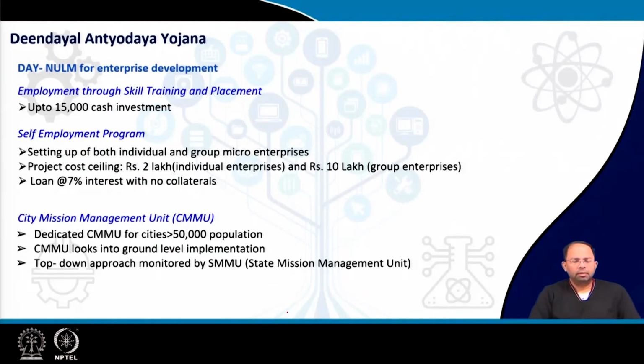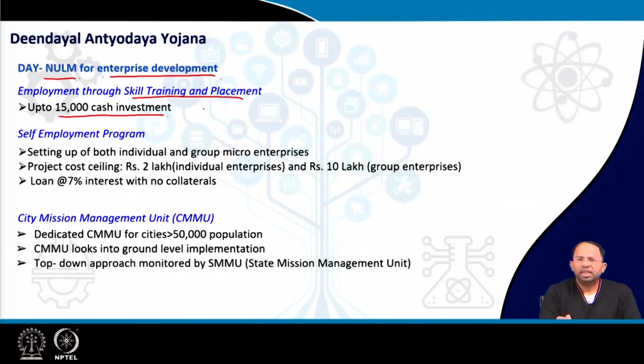Now, this Deen Dayal Antyodaya Yojana for National Urban Livelihood Mission, there are two aspects to it. This scheme helps in enterprise development. Now, how does it do it? It can provide around 15,000 cash investment for some skill training and eventual placement into some enterprise, or even for opening an enterprise. Then for the self-employment program, it can give loans to individual enterprises to the extent of 2 lakhs, and for group enterprises to the extent of 10 lakhs.